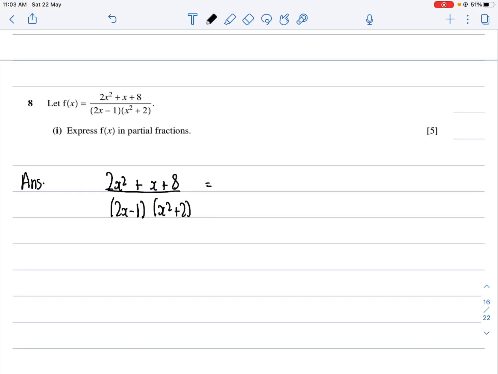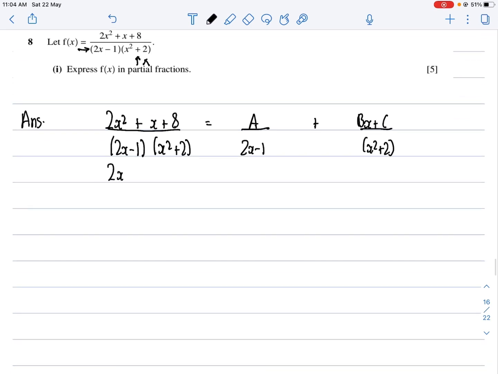This is the eighth question of the paper, and as you can see, this is a partial fraction question. Looking at the denominator, because this cannot be factorized, the form is simply a over 2x minus 1 plus bx plus c over x square plus 2. Now, I can simply take the LCM here. So I can write this as a into x square plus 2 plus bx plus c into 2x minus 1.